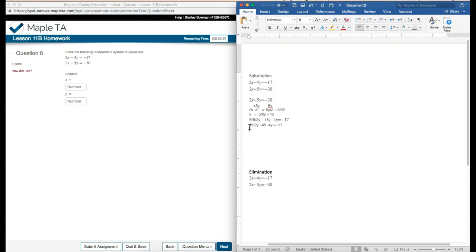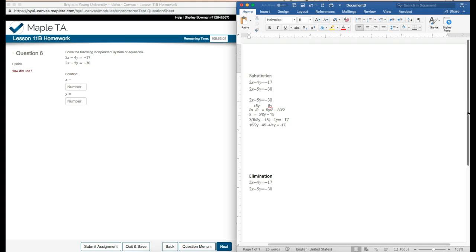Okay, so now I have 15 halves y and negative 4y. Now I need to get a common denominator so that I can combine these y's. 4, I can put it over a 1, and then to get the common denominator of 2, multiply the top and bottom by 2, so that 2 times 4 is 8, and 2 times 1 is 2, so then I have 15 halves and 8 halves.